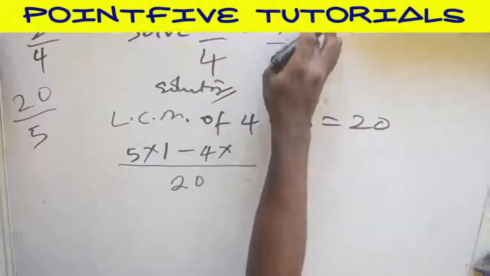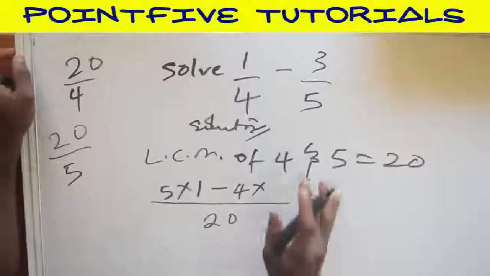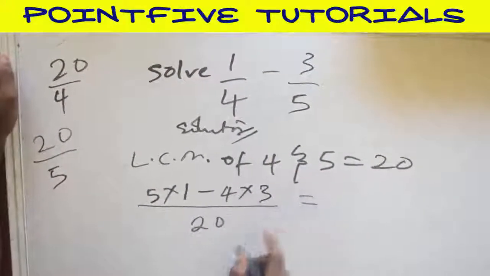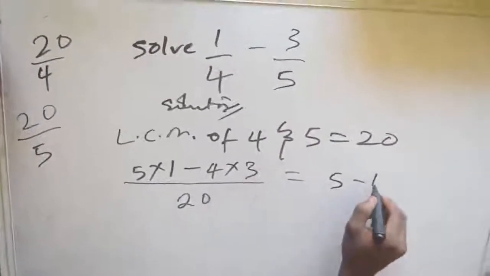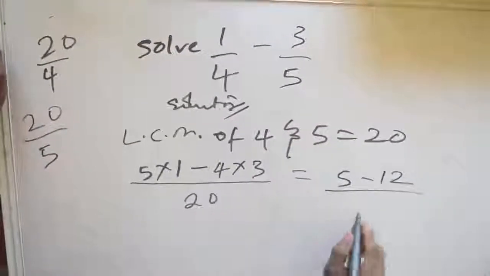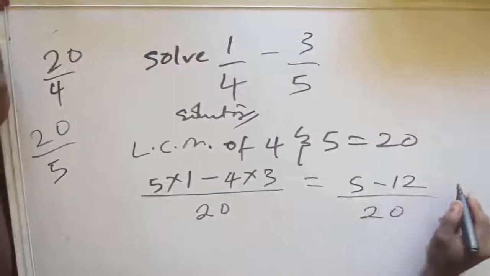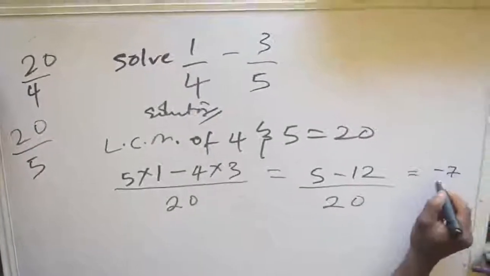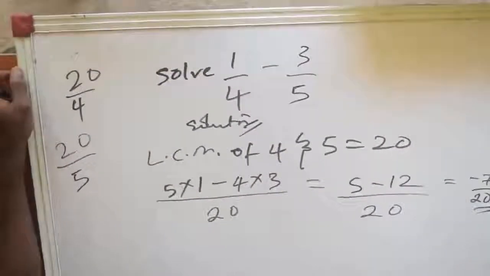Multiply by the so-called numerator of the second fraction. We have 3 here. Then 5 times 1 is 5 minus 4 times this is 12, all over 20. This one will give us negative. So 5 minus 12 is minus 7, all over what? 20. So this is the answer, minus 7 over 20.